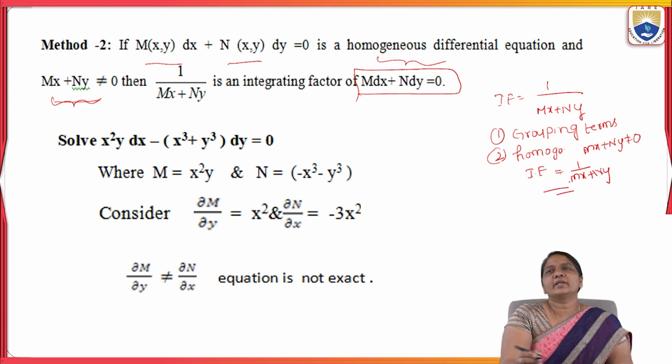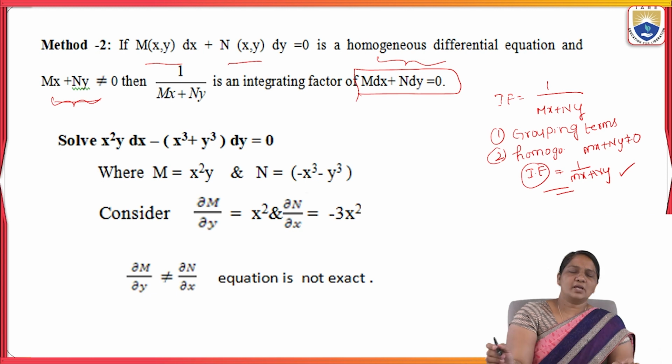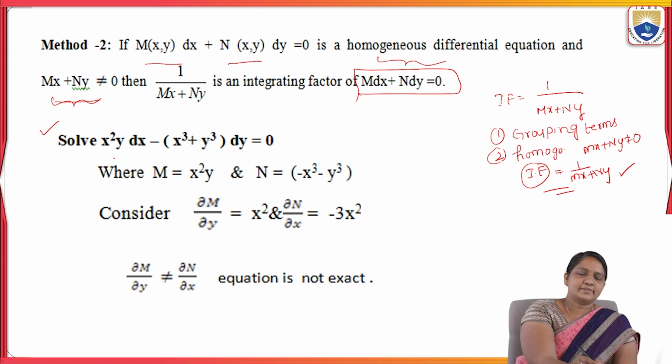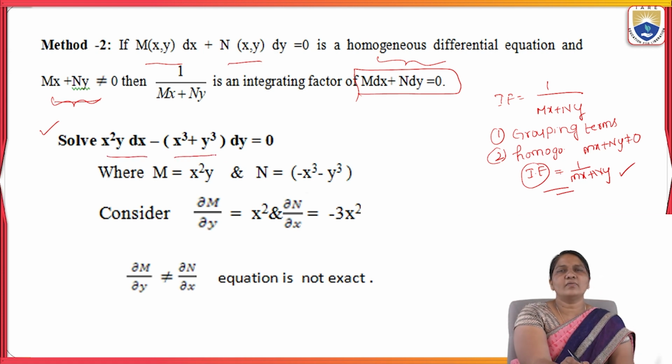Why are we calculating the integrating factor? To convert a non-exact equation into an exact differential equation, we need an integrating factor. We multiply the given equation with the integrating factor, and then the non-exact differential equation converts into an exact differential equation. How we can multiply to convert non-exact into exact, we can observe by seeing the example here. Solve x square y dx minus (x cube plus y cube) dy equals 0.